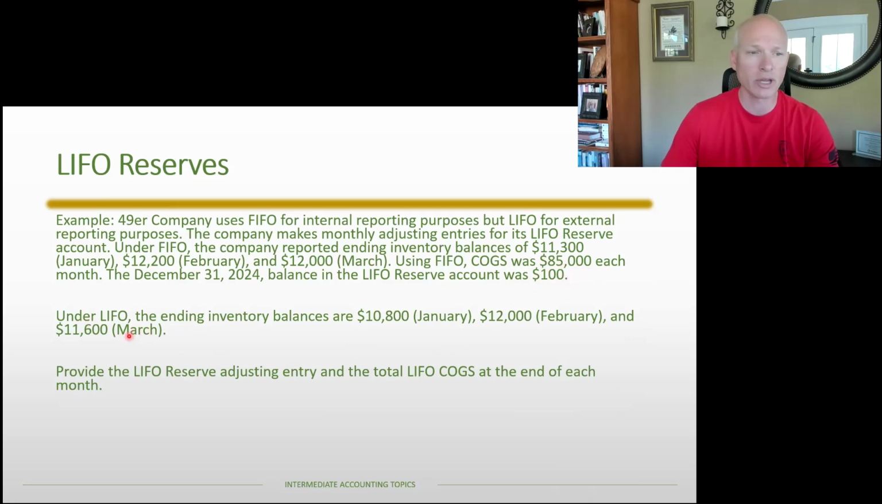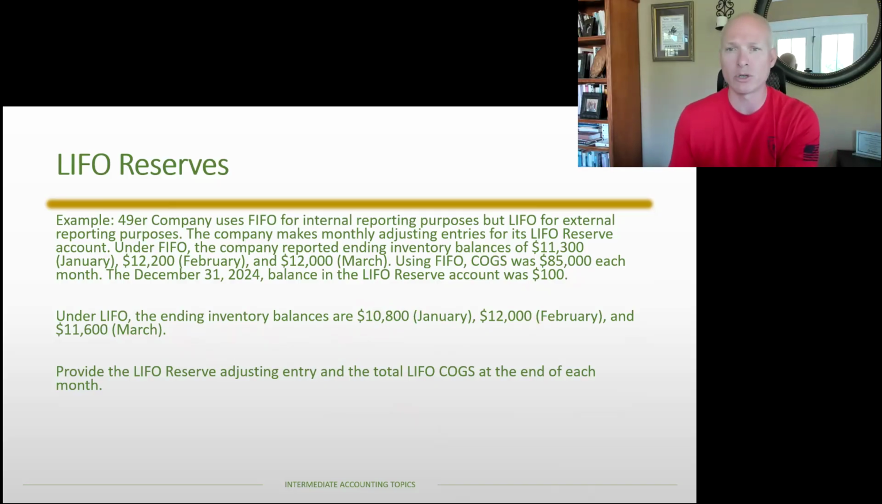Now, what they're saying is, okay, under LIFO, our inventory balance, again, the focus on the balance sheet here, would have been less. In other words, in January, it would have been 10.8, in February, it would have been 12, and in March, it would have been 11.6. So every single month under LIFO, the inventory balance would have been lower if we had used that for internal purposes as well. But again, that's very normal for that to be the case.